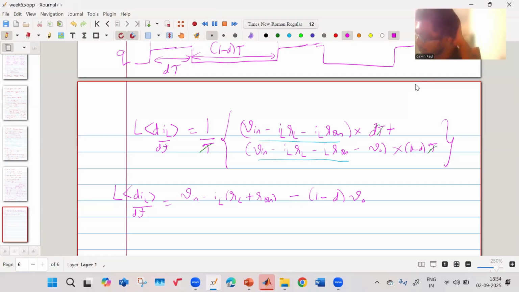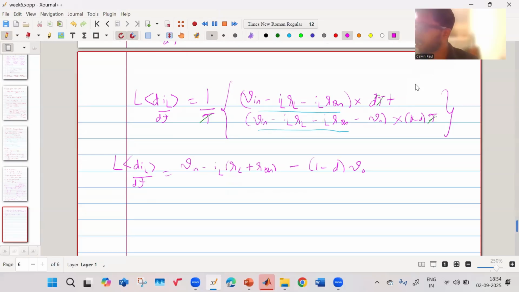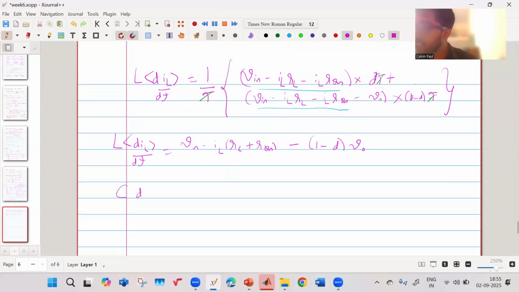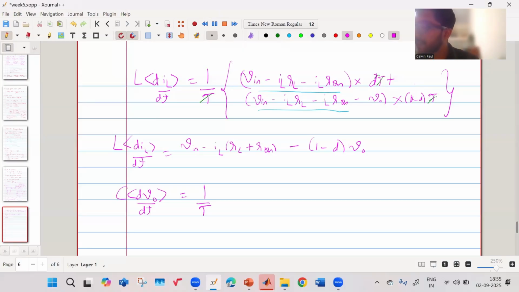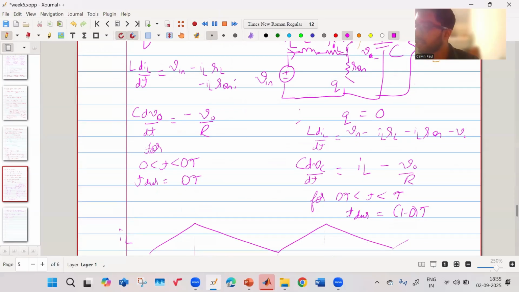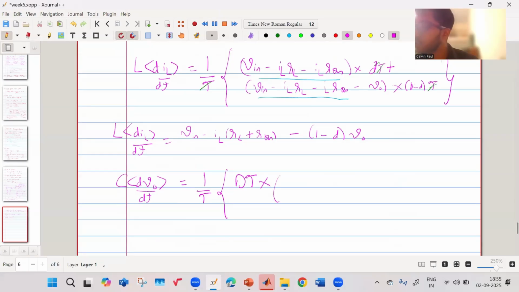Now what do we do with this? So this is one average equation for my inductor current dynamics. Now we have to do it for my capacitor. So for the capacitor, I have C dVoutput by dt, and in this case that is equal to 1 by T into the capacitor current for the dT time. For dT time, my capacitor current is minus Voutput by R. That is dT into minus Voutput by R.